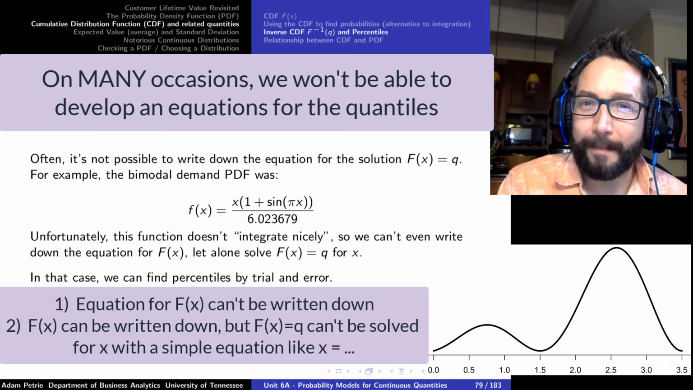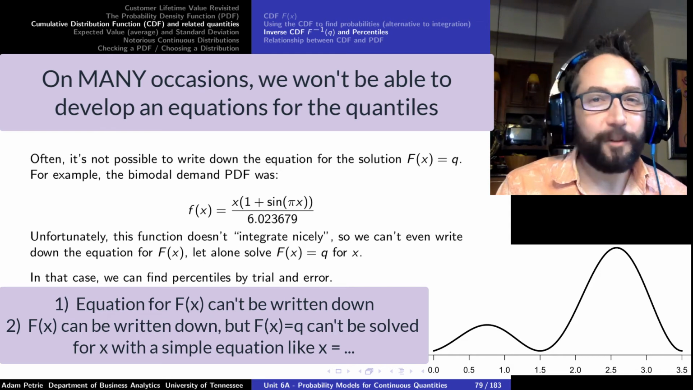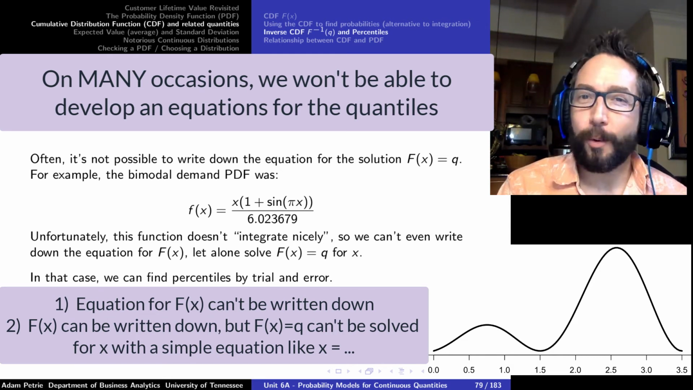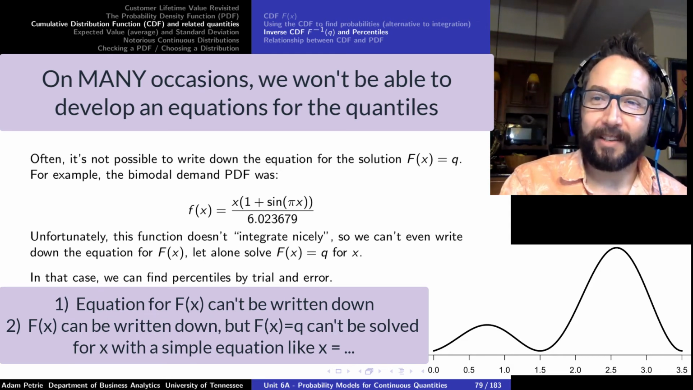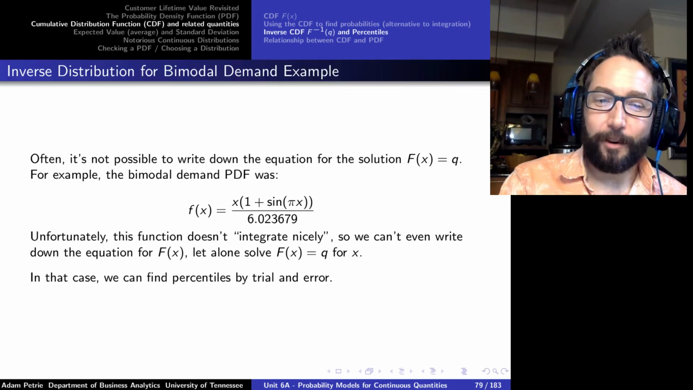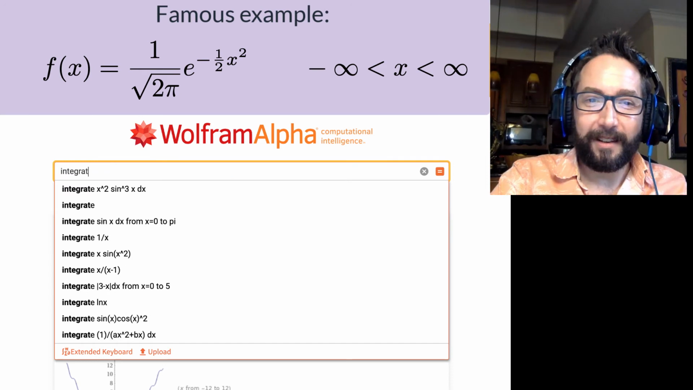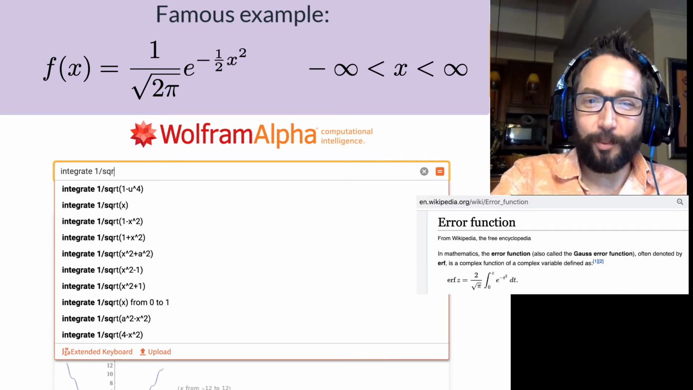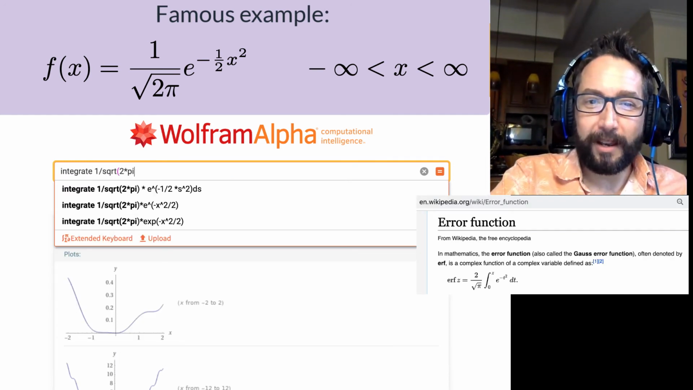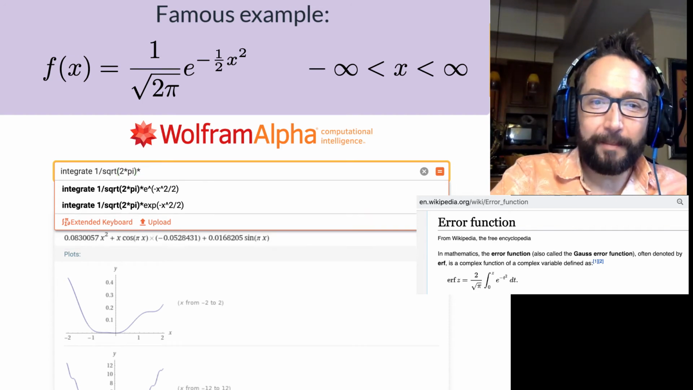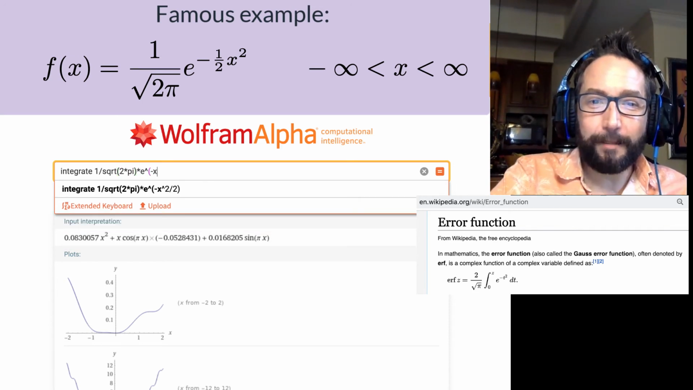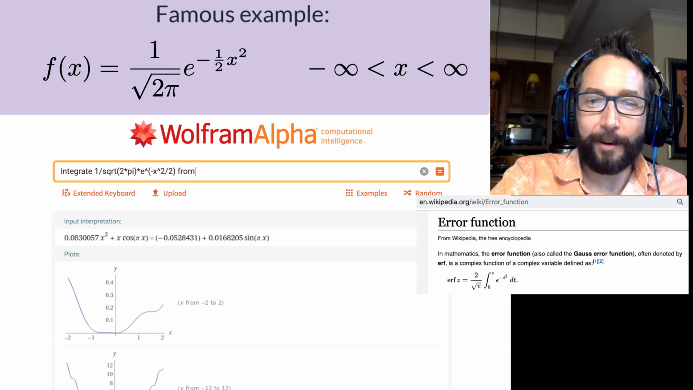Number one, it might be the case that even Wolfram Alpha can't come up with an equation for what capital F is equal to. So, for example, let me try doing this. Let me try to integrate the equation 1 over the square root of 2 times pi times e raised to the minus x squared over 2 power from x equals minus infinity to infinity.